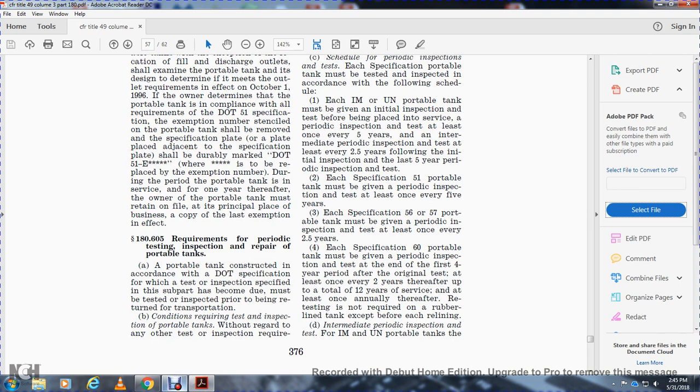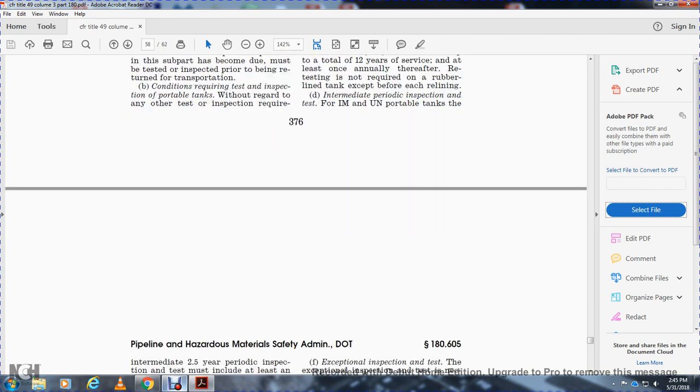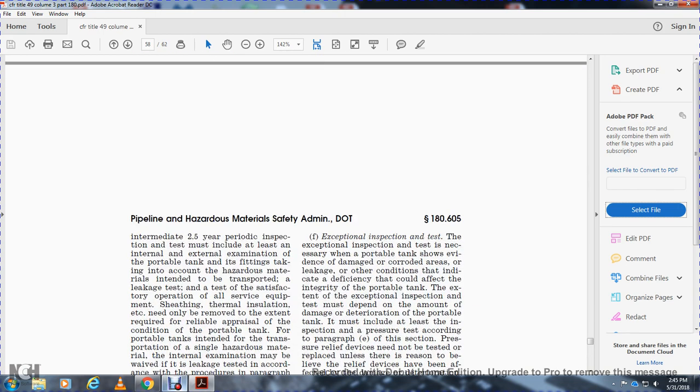Intermediate periodic inspection for IM and UN portable tanks. The intermediate 2.5-year periodic inspection and test must include at least an internal and external examination of the portable tank and its fittings, with account taken of the hazardous material intended to be transported. A leakage test is also required, and a test that all service equipment is operating satisfactorily. Sheeting or thermal insulation need only be removed as required for a reliable appraisal of the condition of the portable tank.